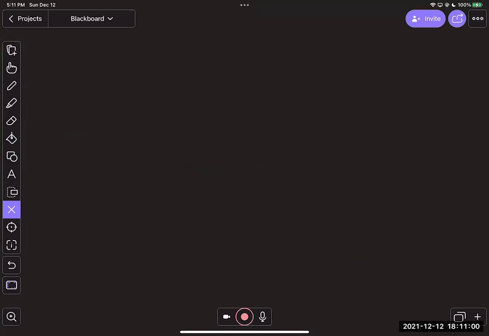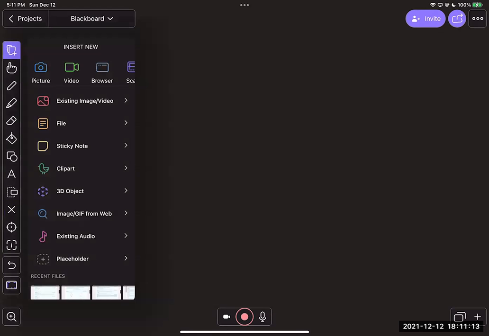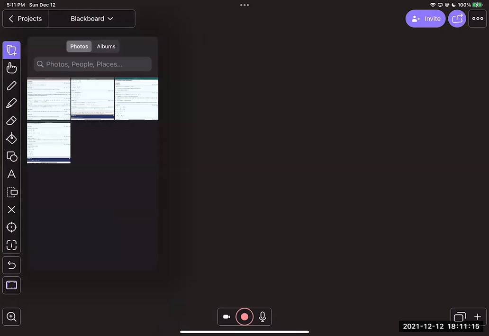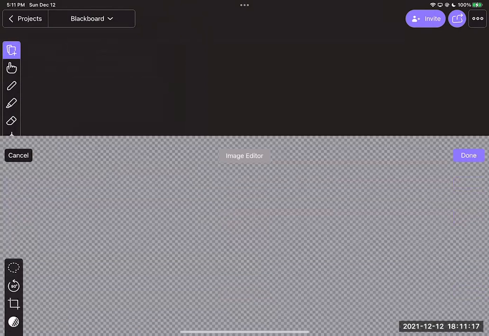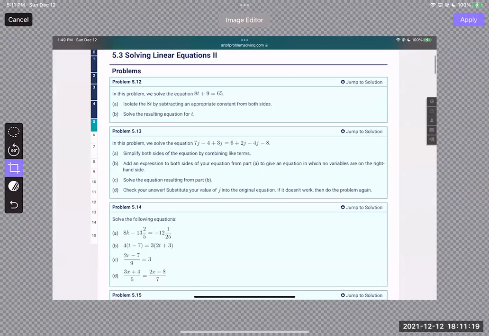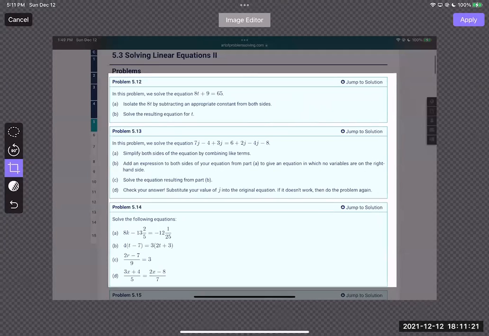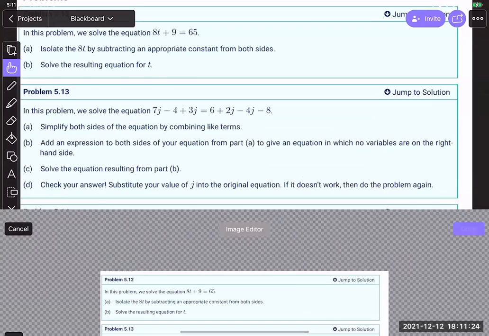So do not spend a bunch of time doing things like this. It's okay to do it for now while you're learning, but later on, when you have more experience with it, you shouldn't have to do it every single time. With that being said, let's go ahead and take a look at section 5.3, where we look at even more linear equations. All right, 5.12 through 5.14 to begin.